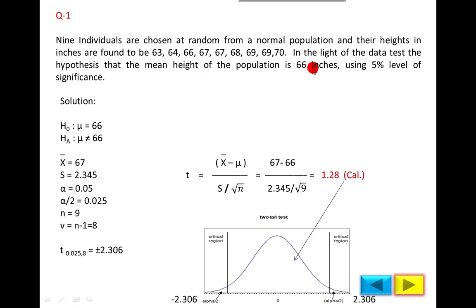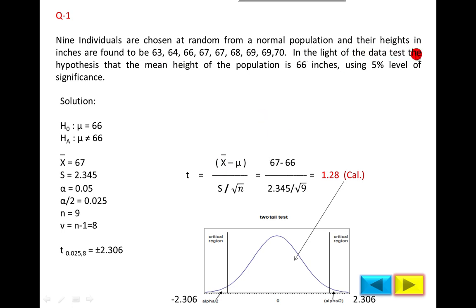The mean height of the population is 66 inches, using 5% level of significance. 9 individuals means n is equal to 9. But first we write the null hypothesis and alternate hypothesis according to the sequence. The 9 individuals are a random sample selected from a normal population. This is the sample of the heights. You can calculate x bar, the mean of the sample data, and s, the standard deviation of the sample data, because we will use x bar and s in the formula.